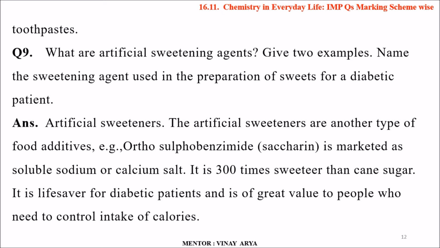What are artificial sweetening agents? Give two examples. Name the sweetening agents used in the preparation of sweets for diabetic patients. This is question number 9. The answer to it is artificial sweeteners. They are another type of food additives.